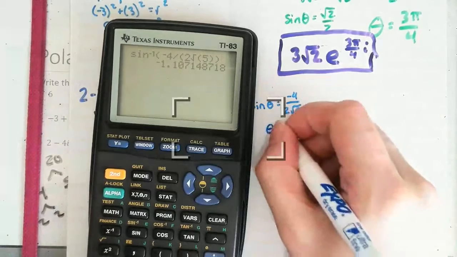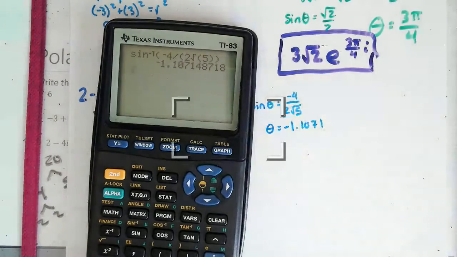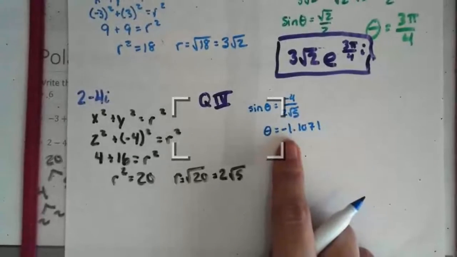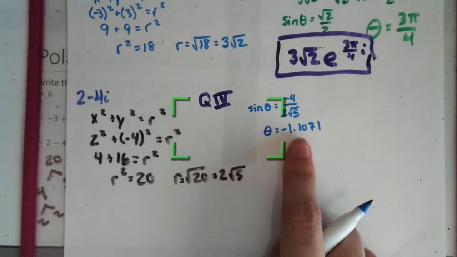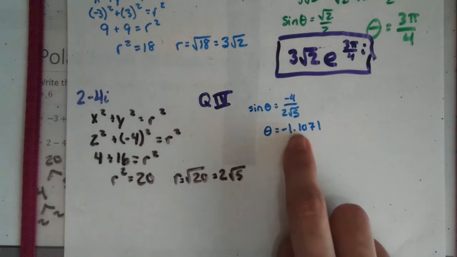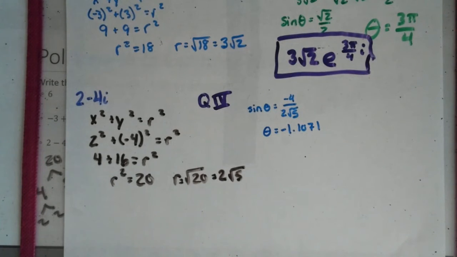That gives me theta is equal to negative 1.1071, which is in quadrant 4 because it's a negative angle, but it's not pi over 2 much negative. That's hard to explain. Pi over 2 is 1.57. We're not going a full pi over 2 in the negative direction, so we are in that quadrant 4.